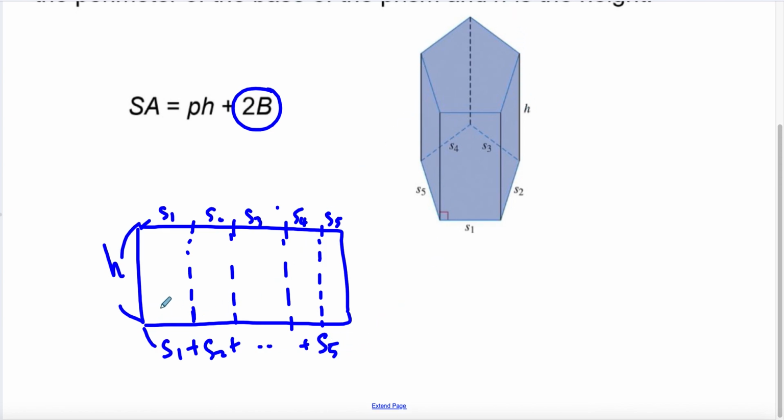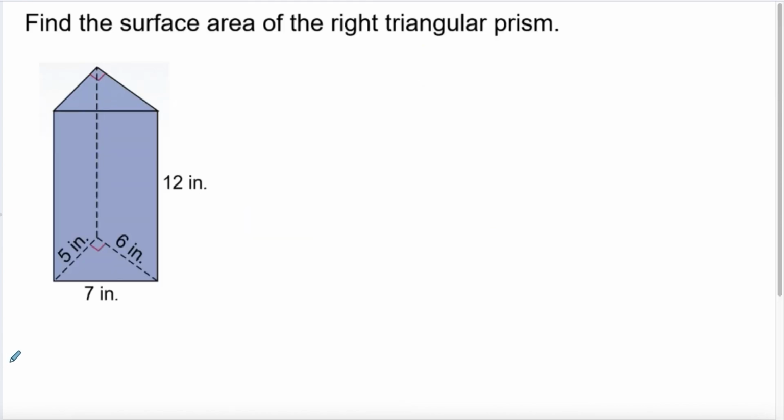sides, right? So we can say that this is the perimeter of the base, and we can put that as P, just the perimeter of the base, times height. Perimeter of the base times height will give you the lateral surface area. So lateral surface area plus top and bottom 2 bases will give you the surface area, right? So it makes sense. You don't have to remember that, just understand what's going on.